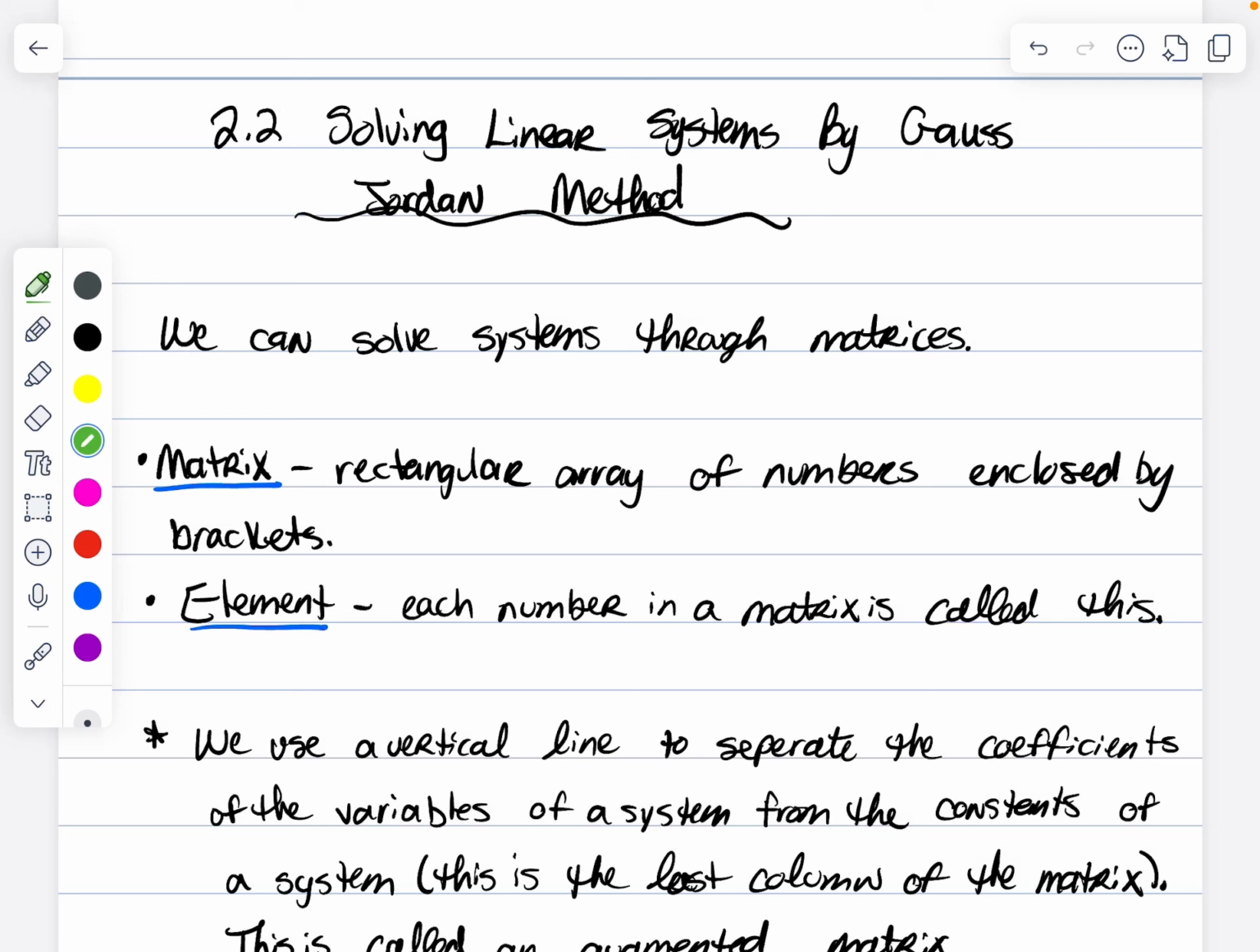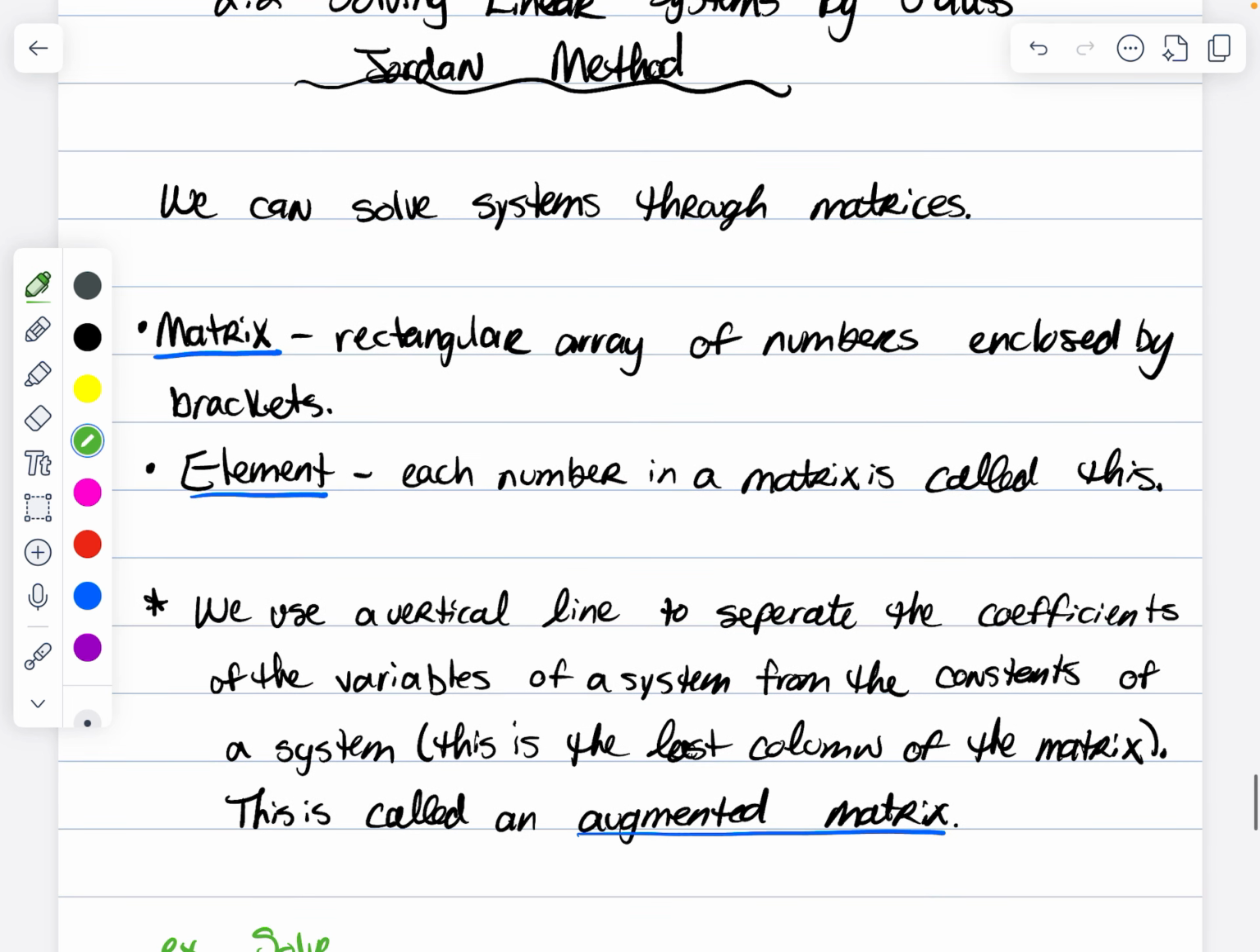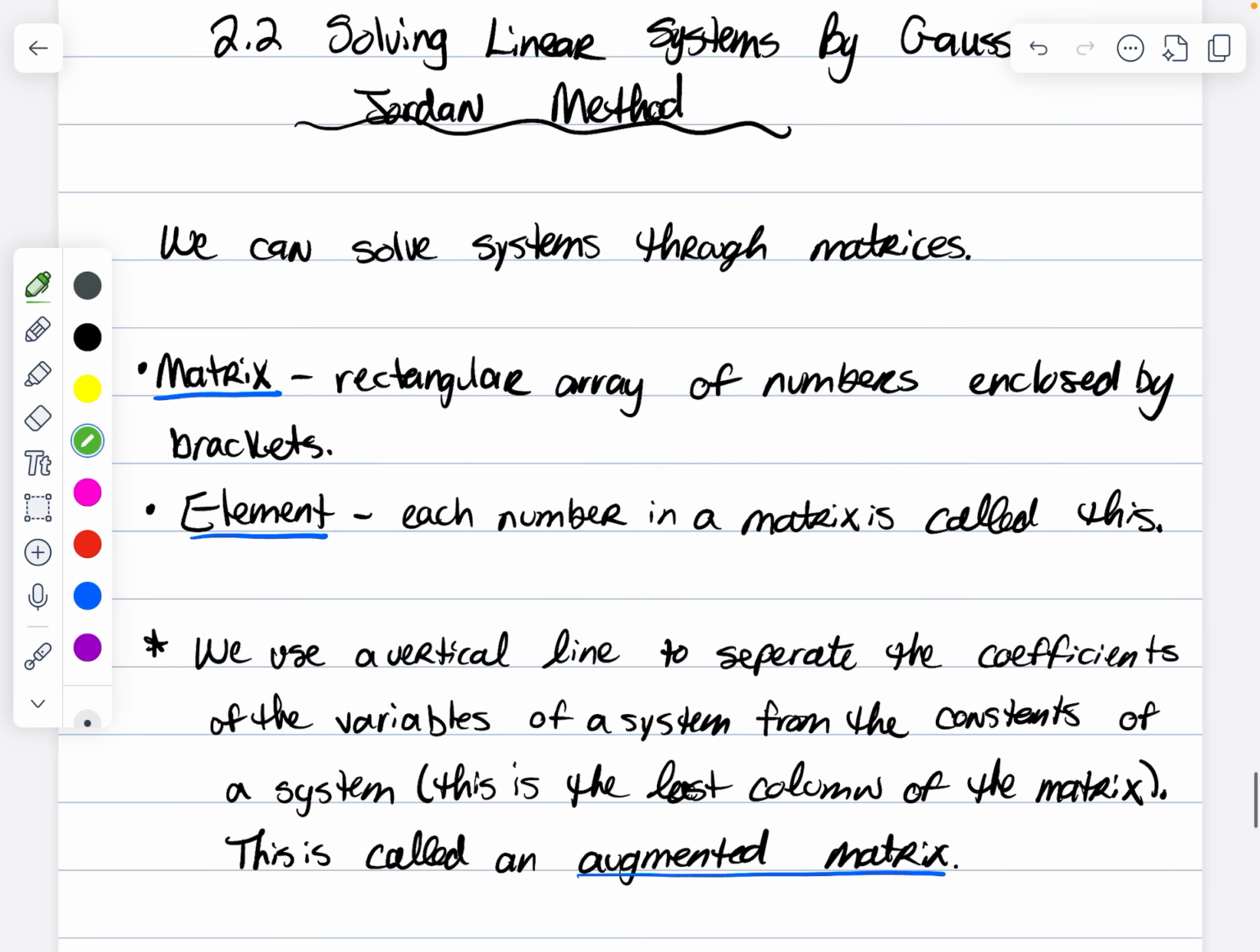All right, so in 2.2, we're talking about how to solve systems by the Gauss-Jordan method, but now we're going to get into matrices. I kind of did it in 2.1, but didn't just flat out show you what it would look like as a matrix. So we can solve systems through matrices.